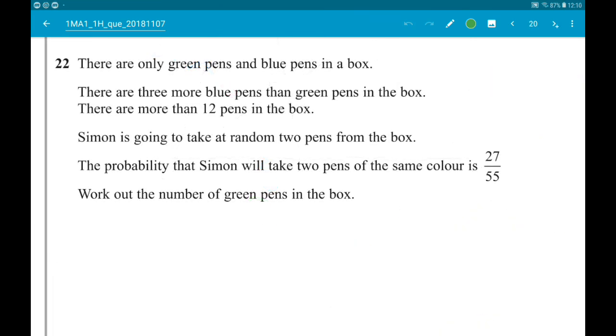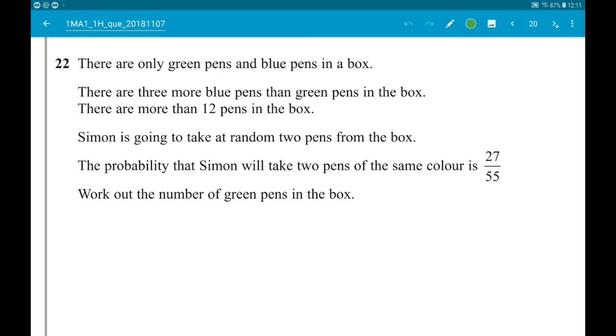Question 22, the final question, and just when you think it can't get worse, another vector monstrosity, 6 marks. Right, so there are only green pens and blue pens in a box. There are 3 more blue pens than green pens in the box. There are more than 12 pens in the box. So let's stop there. So there are 3 more blue pens than green pens.